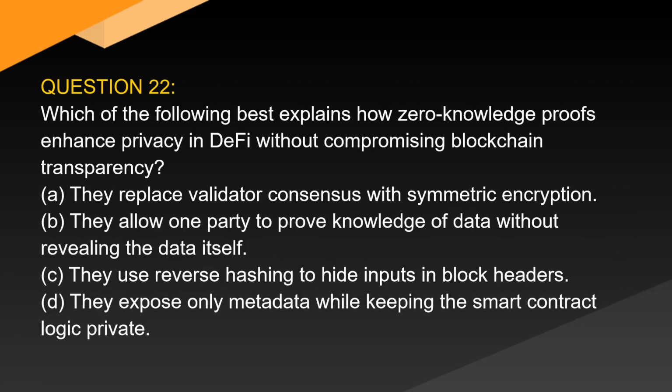Question 22. Which of the following best explains how zero-knowledge proofs enhance privacy in DeFi without compromising blockchain transparency? A. They replace validator consensus with symmetric encryption. B. They allow one party to prove knowledge of data without revealing the data itself. C. They use reverse hashing to hide inputs in block headers. D. They expose only metadata while keeping the smart contract logic private.